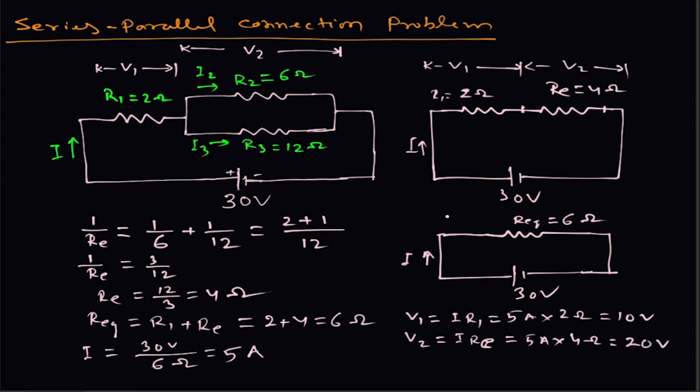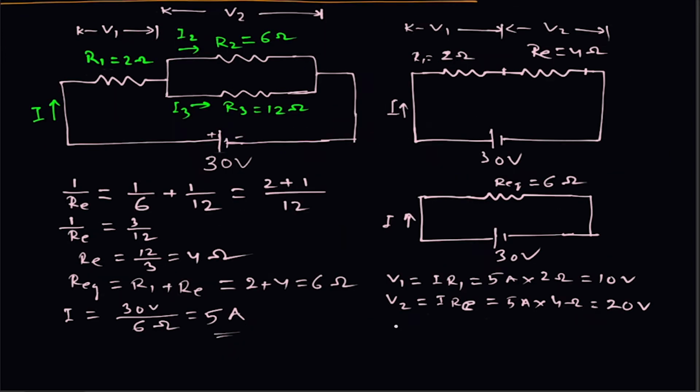Now you can see that V1 plus V2 is 10 volt plus 20 volt, that is 30 volt. It should be, because this 30 volt is supplying both the resistances, which are connected in series. Now we have found this voltage V2, that is 20 volt, and this voltage V1 is 10 volt. Now we can calculate I2 and I3.